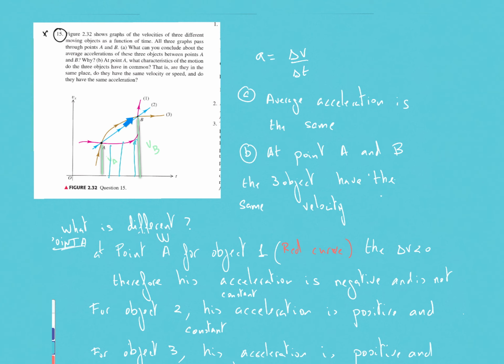For object 3, I leave you to think. How will the velocity be? Well, the velocity will be increasing, and the velocity is the slope of this graph. And the slope is something like this at this point, okay, and at this point the slope is something like this.